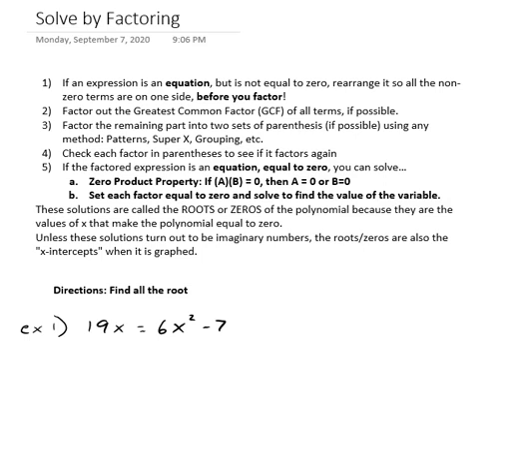The values of the variable you get are called your roots or your zeros, because they are the x values that make a polynomial equal to 0. Unless these solutions turn out to be imaginary roots, which we'll not learn today, the roots or zeros are also called the x-intercepts when it's graphed. So if I had a graph like so, and it went something like this, then these would be my roots. Alright, let's get to example 1.